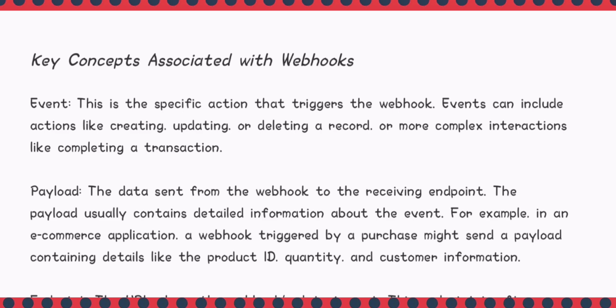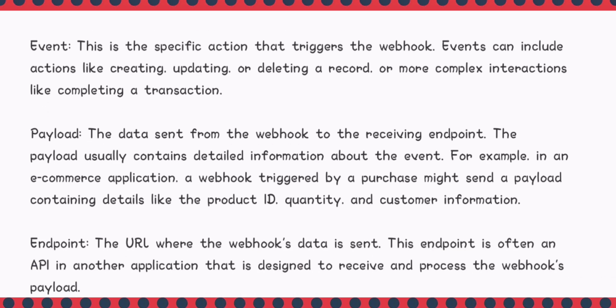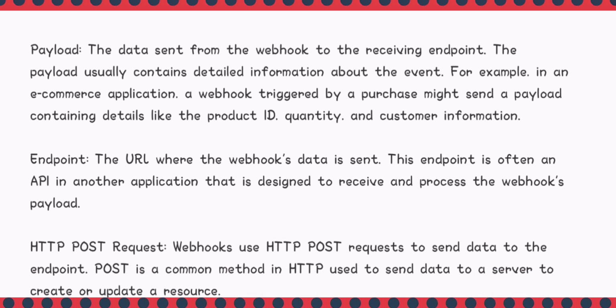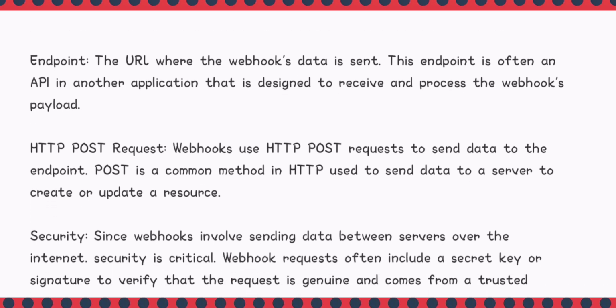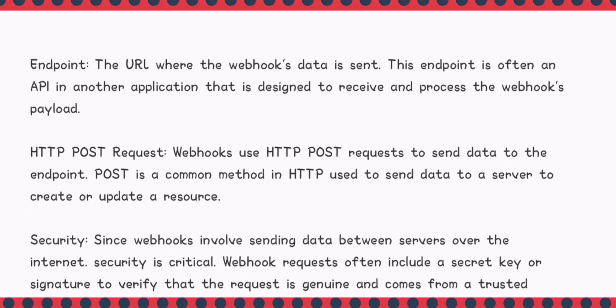For example, in an e-commerce application, a webhook triggered by a purchase might send a payload containing details like the product ID, quantity, and customer information. Endpoint. The URL where the webhook's data is sent. This endpoint is often an API in another application that is designed to receive and process the webhook's payload. HTTP POST request. Webhooks use HTTP POST requests to send data to the endpoint. POST is a common method in HTTP used to send data to a server to create or update a resource.